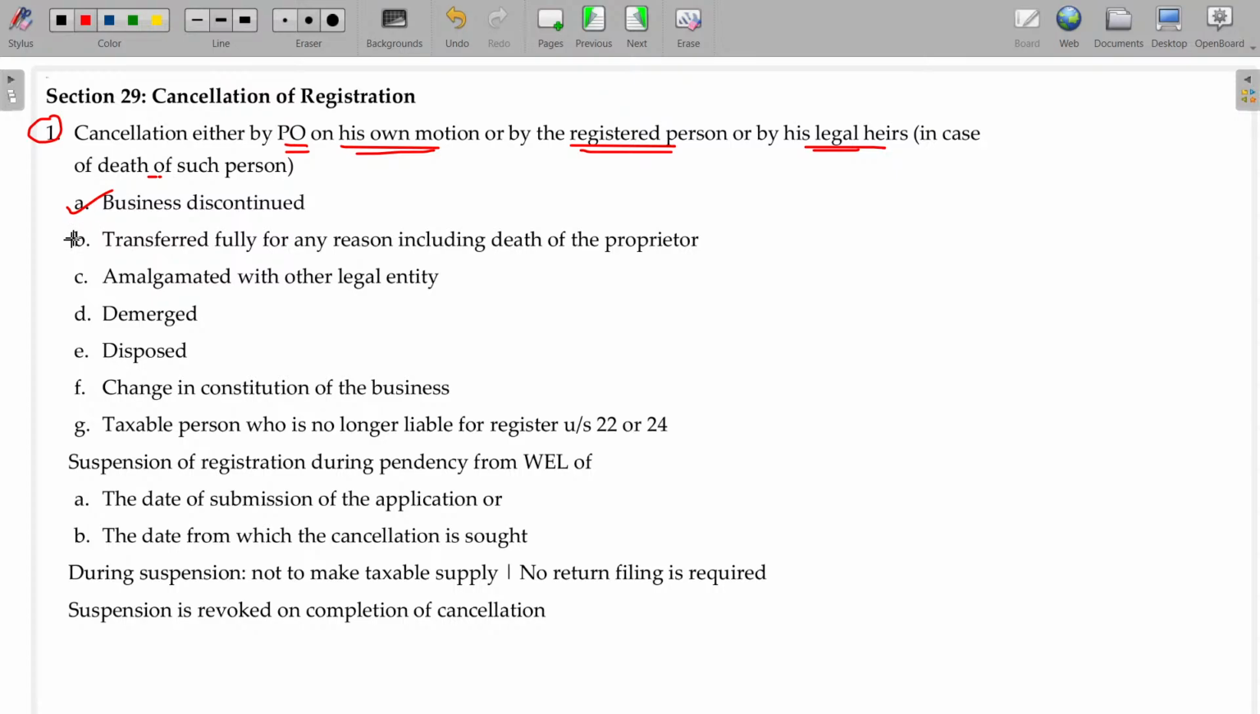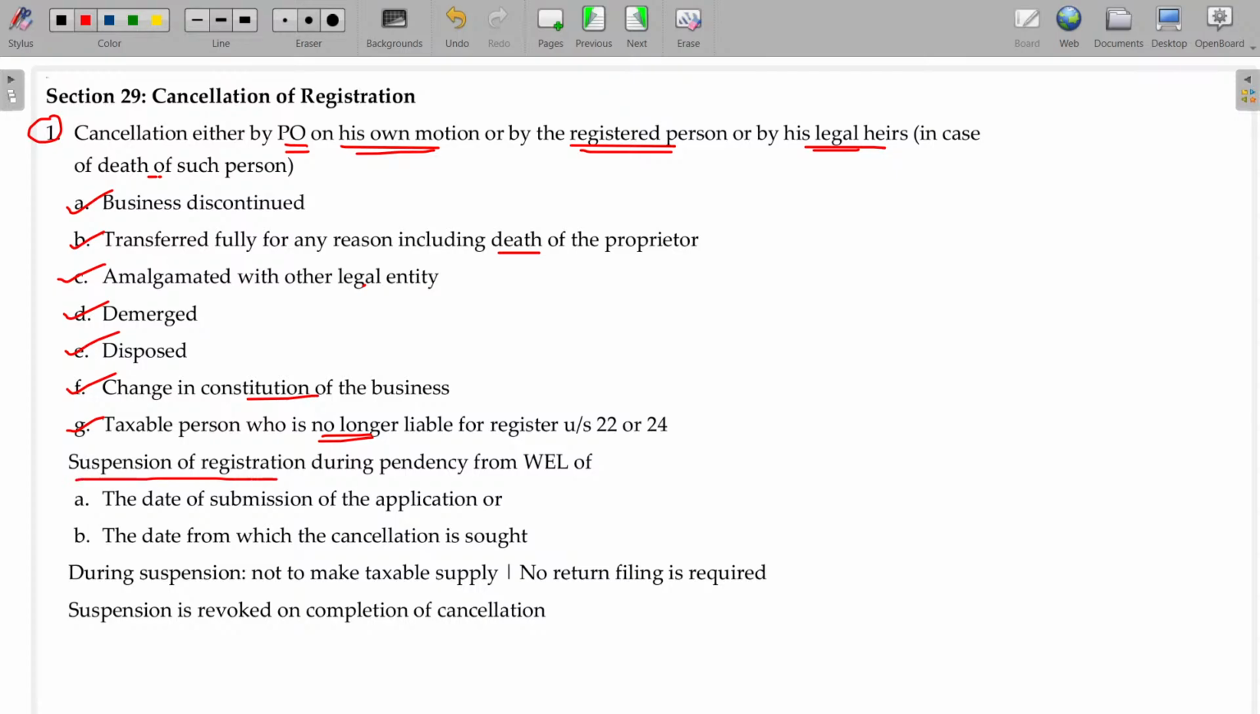Business discontinued, transferred fully other than by reason of death, amalgamated with another legal entity, demerged, disposed, constitution of business changed, or the taxable person is no longer liable for registration. His turnover is less than 20 lakhs. Earlier he had around 30-40 lakhs, so he registered. Now his turnover is only 5 to 6 lakhs, so he doesn't want to be registered, so he can cancel. This cancellation can be done by himself, his representative, his legal heir, or the proper officer may also cancel.